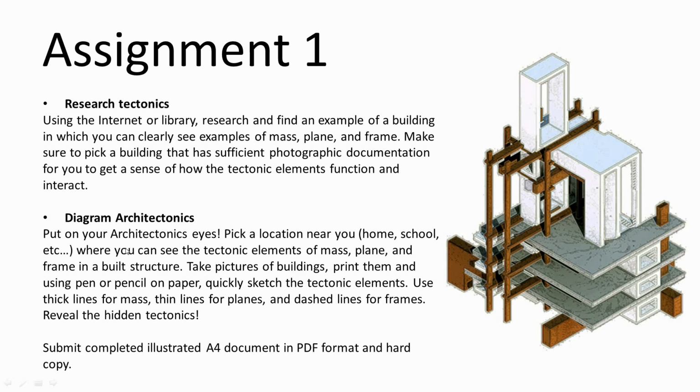photocopies basically, and then get yourself a pen or a pencil. I would suggest even a red pen or pencil, because then it's going to really stand out, really help you to pick out those elements. And then you can quickly sketch the tectonic elements. You can use thick lines for the mass, you can use thin lines for the planes, dashed lines for frames, for example, and reveal the hidden tectonics of your chosen building.